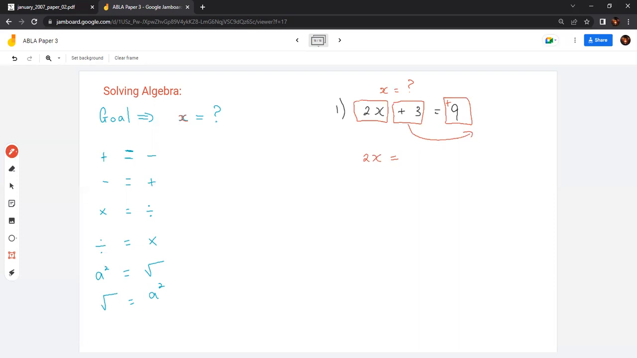So I'm going to take a 3, bring it across, but because it was adding, the operation changes. It's not a sign, and I'll show you what I mean when it comes to division and so on. So when I carry this across, it's going to become -3.